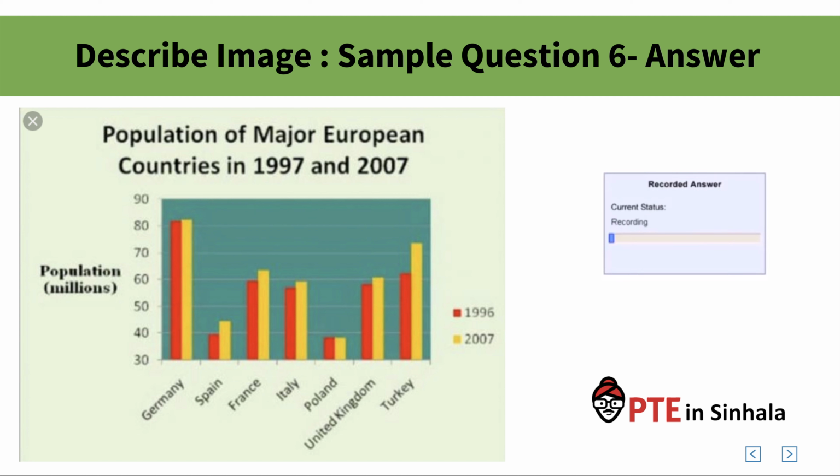This bar chart represents the population of major European countries in 1997 and 2007. Countries such as Spain, France, Italy, Turkey, and the United Kingdom have been used for this analysis. Germany had a high population of approximately 80 million in both years. In contrast, Poland had the lowest population numbers of less than 40 million. In conclusion, there is a fluctuating trend in the populations of these countries.